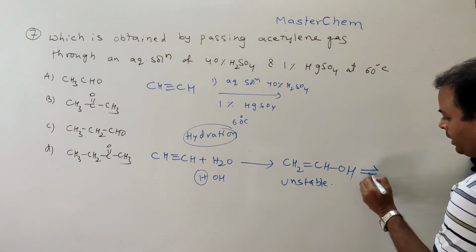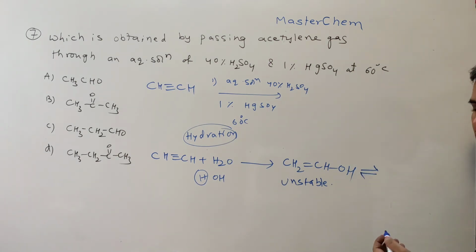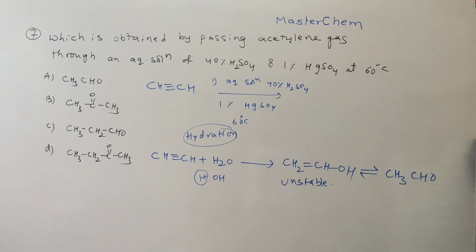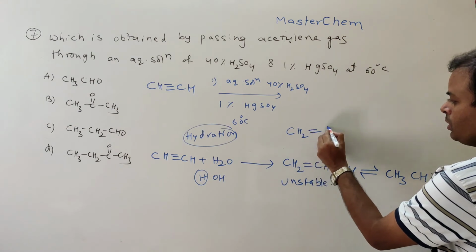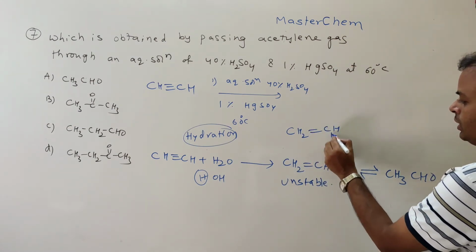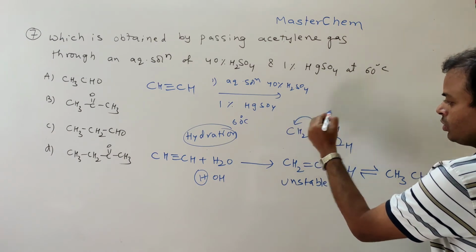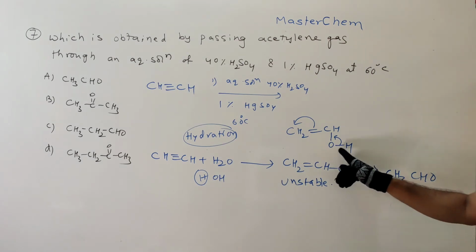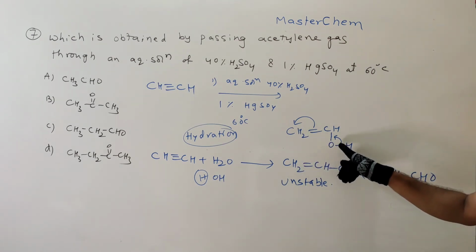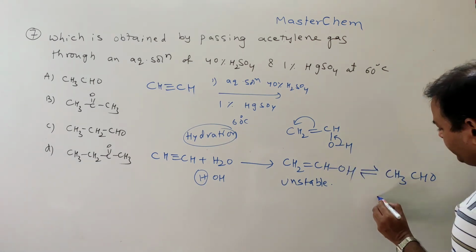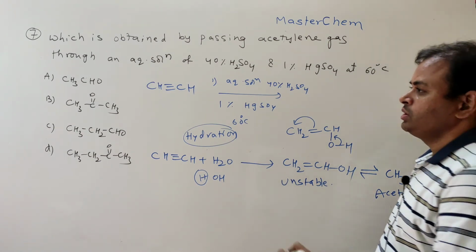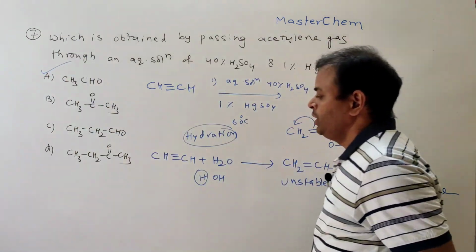So it gets stability by undergoing tautomerism. So that's why what it gives, CH3CHO. What is tautomerism? Conversion of CH2=CHOH. Okay, so this is called tautomerism. Hydrogen shifts from oxygen to carbon. So that's why CH2 becomes CH3. Now this becomes CH=O. That is what is called acetaldehyde. Okay, so what is our answer? Acetaldehyde.